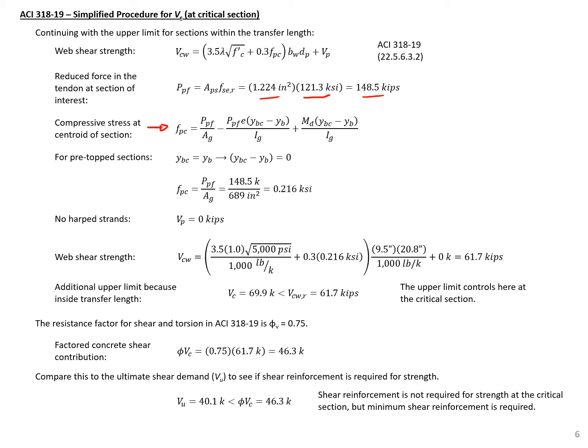We have a pre-top section, so our composite centroid is equal to the non-composite centroid. We don't have a differentiation between the two, so we'll lose these two components there. So we'll just have our compressive stress at the centroid equal our axial stresses. So our pre-stressing force, 148.5, divided by 689 square inches, we'll get a stress at the centroid here of 0.216 KSI. We then can plug all these values into our V sub CW equation, which I do here, and we'll find our V sub CW equal to 61.7.